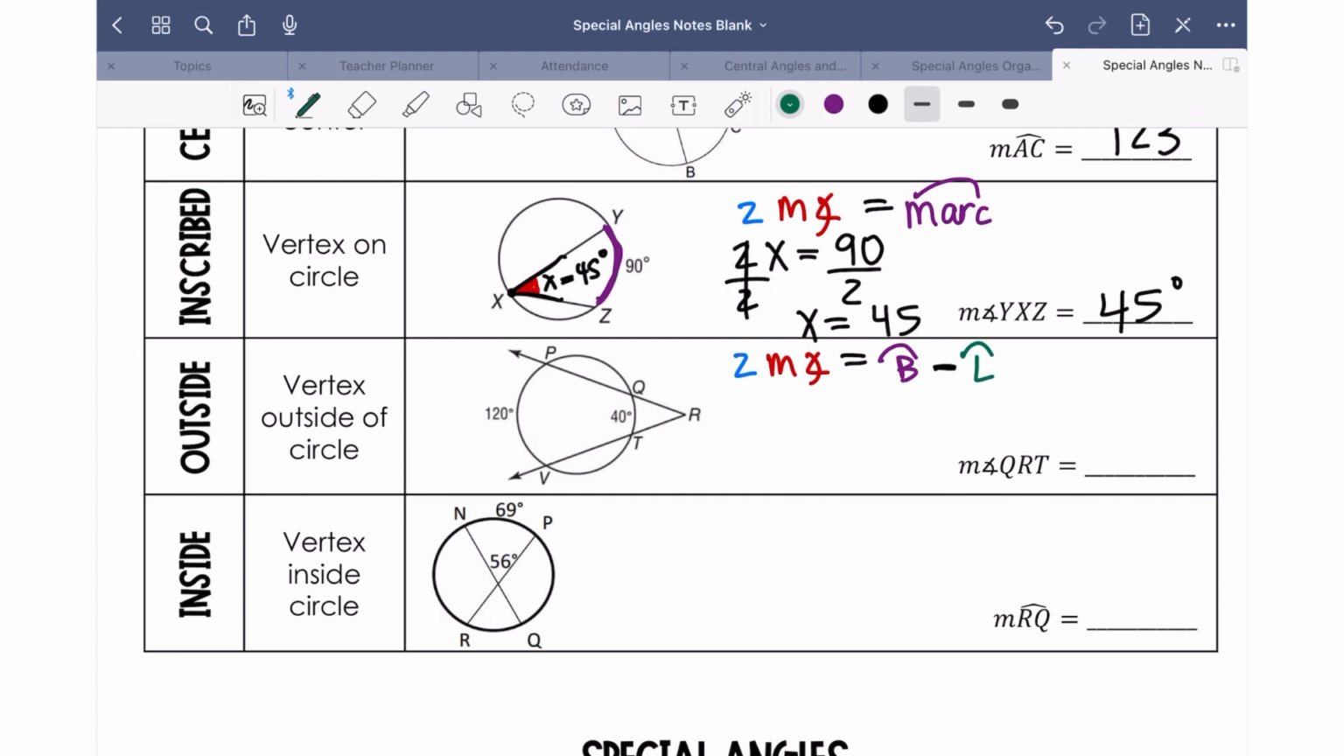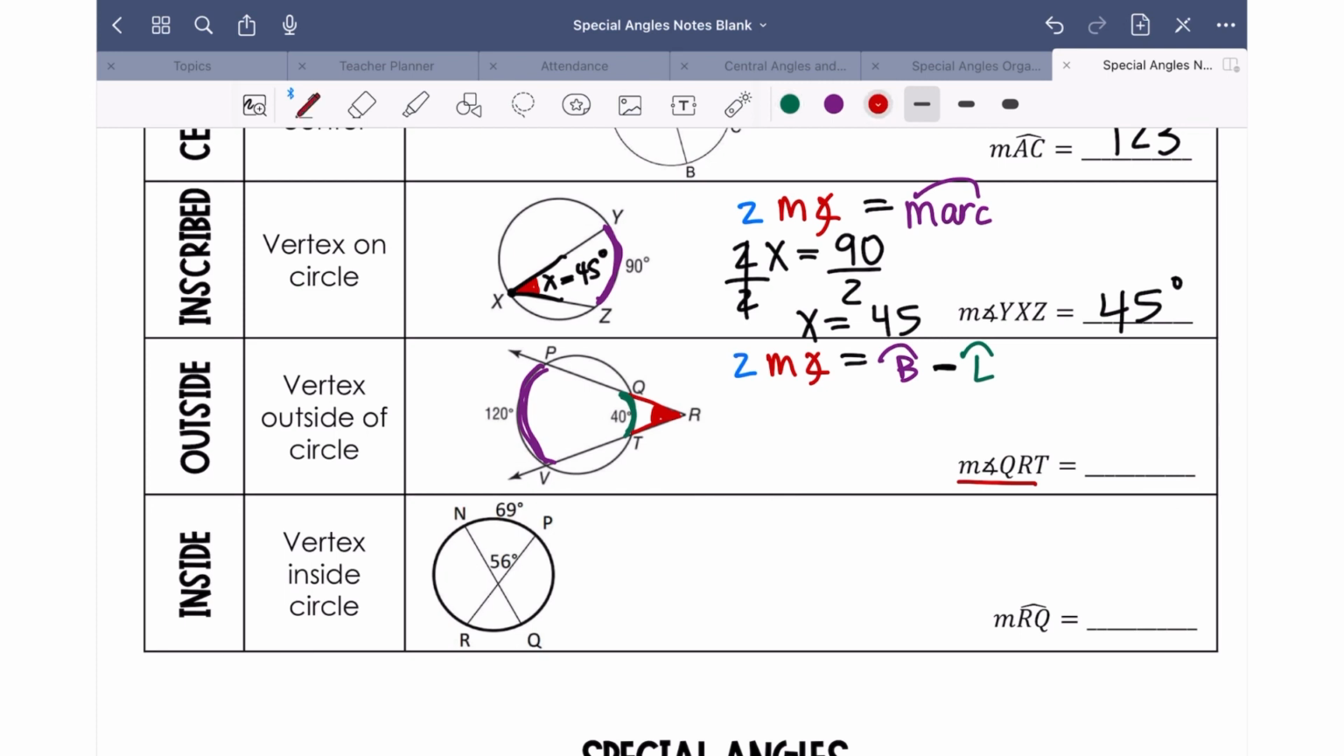So let's look at our circle and see what we have. So what are they asking me for? They're asking me for the angle QRT. It's right here. So they're asking me for this angle, and they gave me 2 arcs. So now it's just your job to figure out who's the big arc, who's the little arc. And let's look at the circle. It says 120 degrees and 40 degrees. So obviously this is the big arc, and this is the little arc, 40.